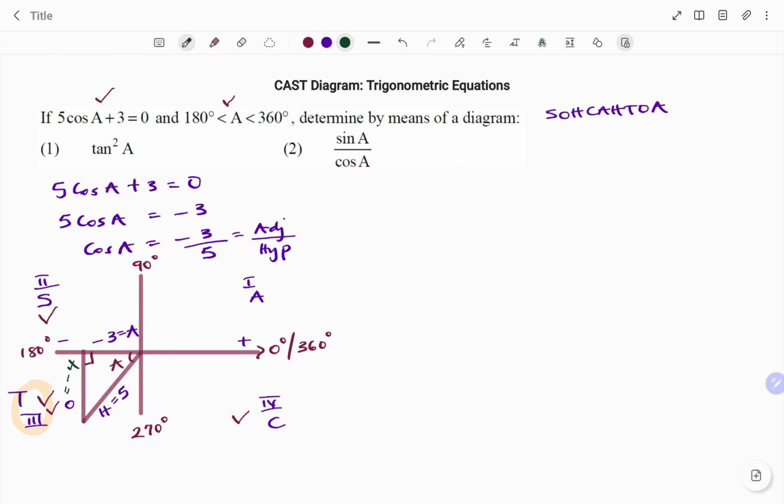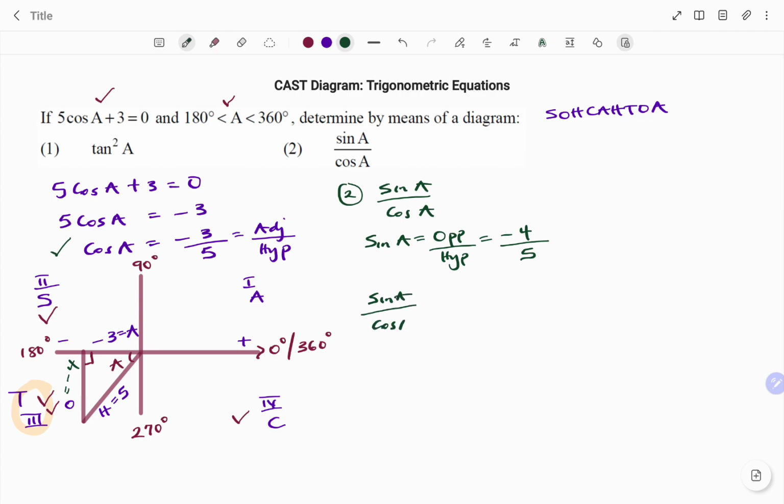The second part of the question, 2, says we're to find sine of angle A over the cosine of angle A. We know that sine is in the trig ratio. Sine is opposite over hypotenuse. If we go back to the diagram, our opposite is negative 4 over the hypotenuse, which is positive 5. We already found the value of cos A from the first part of the question, and that's negative 3 over 5.